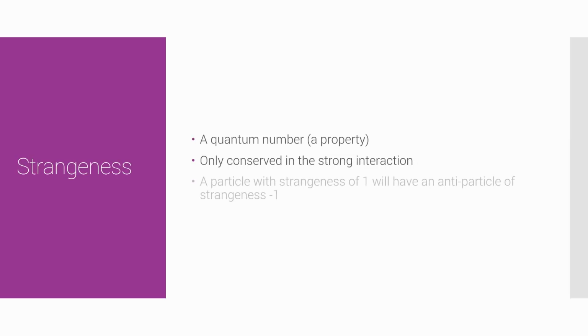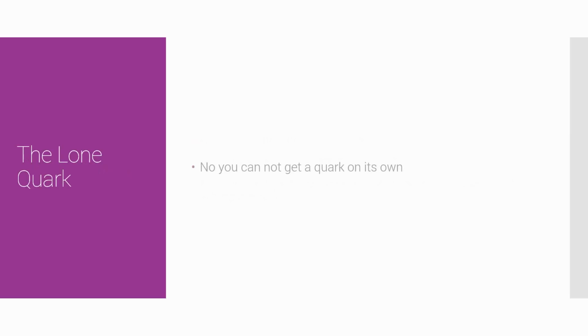Now, strangeness is strange, okay? That's why I've been dodging the topic for a while. It's just a quantum property, a quantum number. It's a property that all quarks have. Like baryon and lepton number, all particles have this property. Unlike the baryon number and lepton number, however, strangeness is not always conserved. It's only conserved in the strong interaction. And of course, a particle with strangeness of 1 will have an antiparticle of strangeness minus 1. It works the same way charge works and all that. It's just a fancy quantum number. That's it. The lone quark? No, you cannot get a quark on its own. No. Let's move on to an exam question.